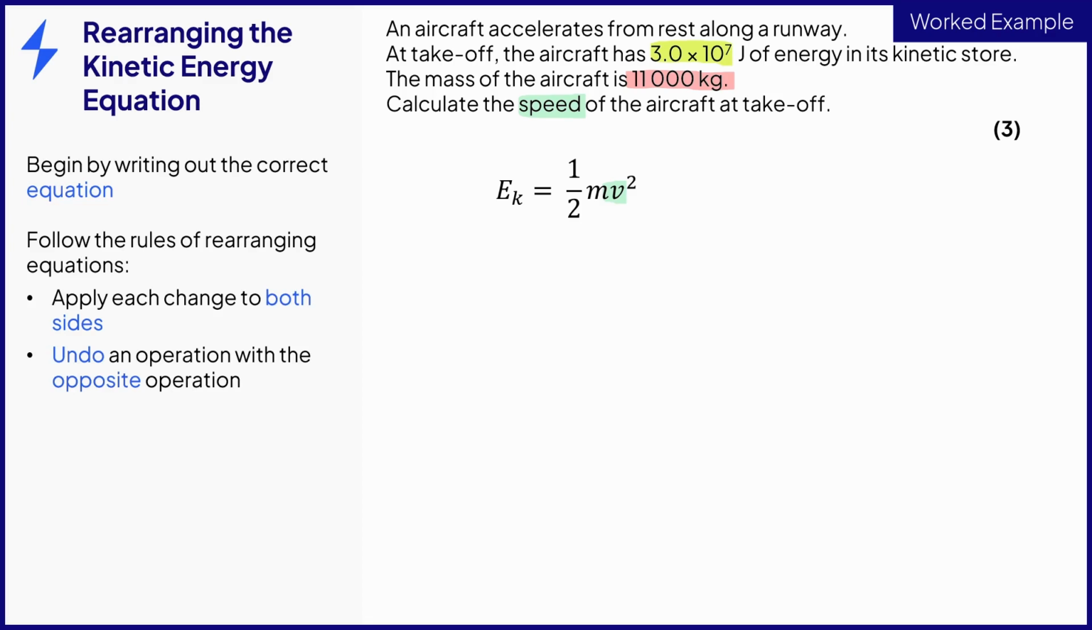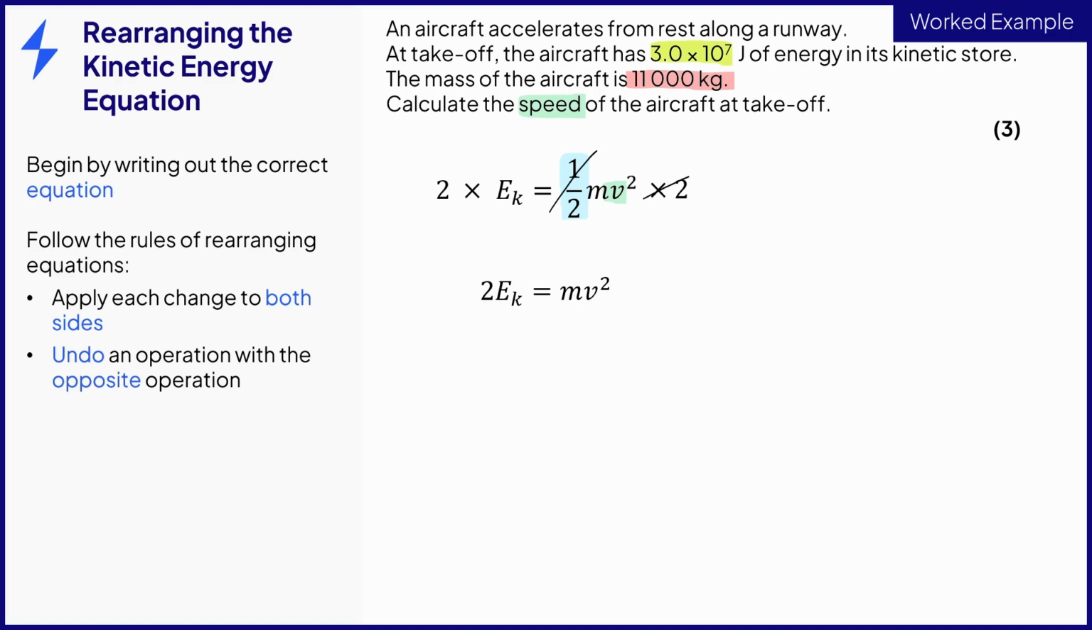So the first thing we need to do here is cancel out the 1/2. Multiplying by 1/2 is the same as dividing by 2. So to undo that operation, we need to do the opposite. We need to multiply by 2, and we need to do that to both sides. These 2's cancel out, leaving 2 times the kinetic energy is equal to mv squared.